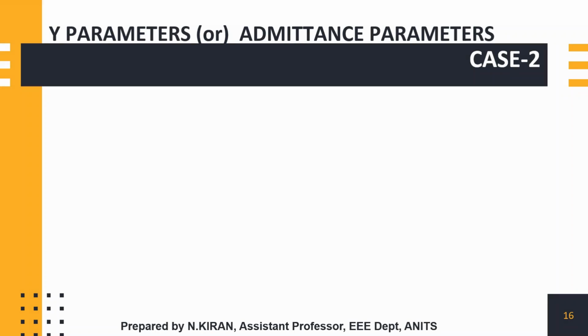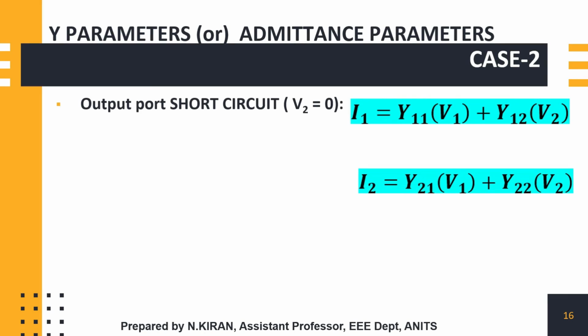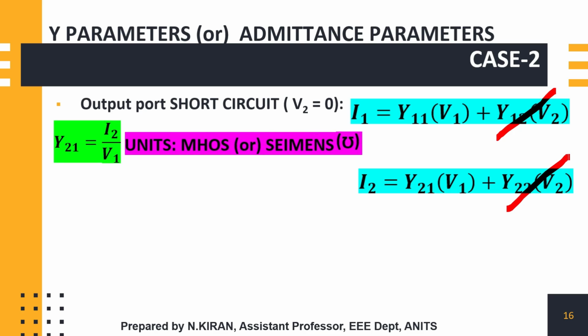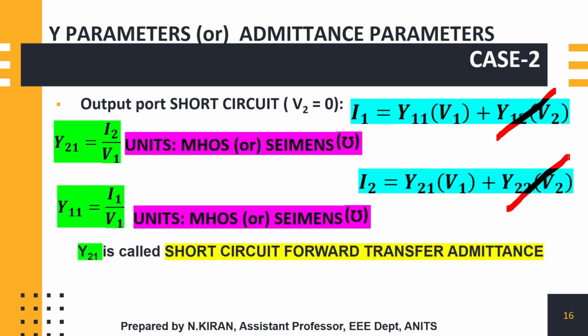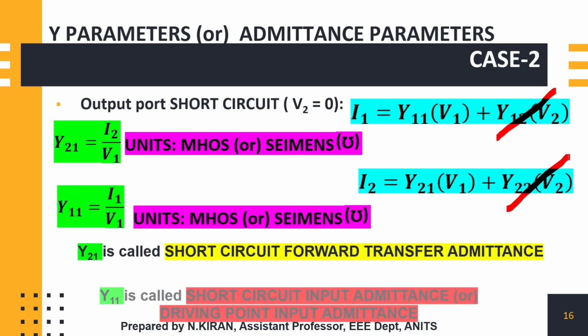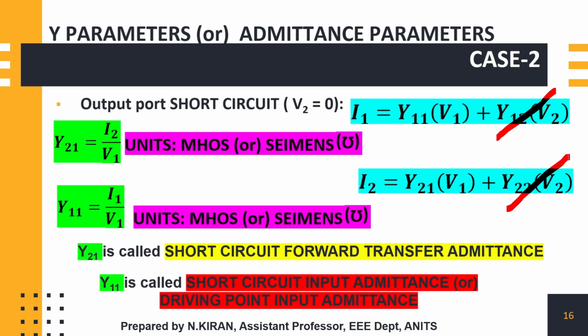In the second case, I'll consider short circuit of the second port, V2 as 0. So when I make V2 0, these two terms become 0. So I'll get the value for Y21 to be I2 by V1 of units mhos or Siemens. Similarly, Y11 will be I1 by V1 of units mhos or Siemens, where Y21 is called short circuit forward transfer admittance and Y11 is called short circuit input admittance or driving point input admittance.